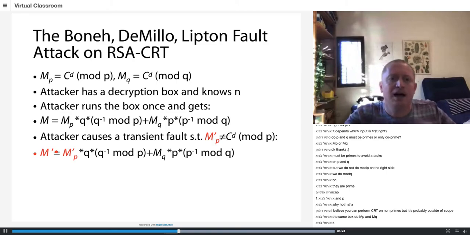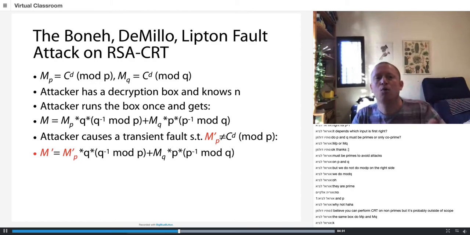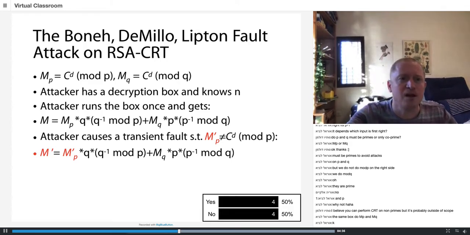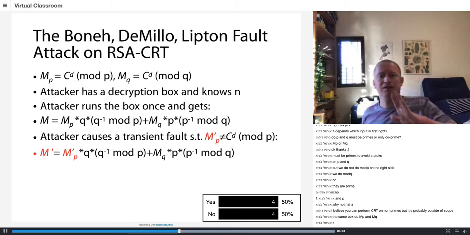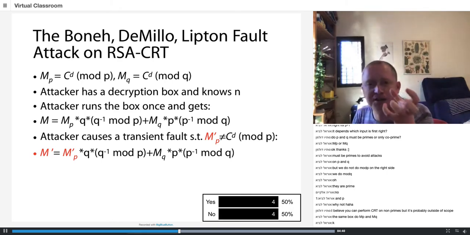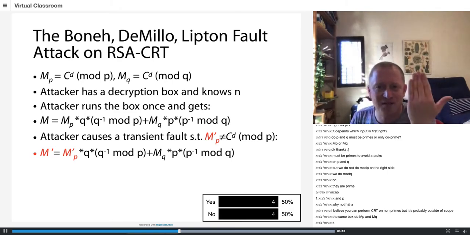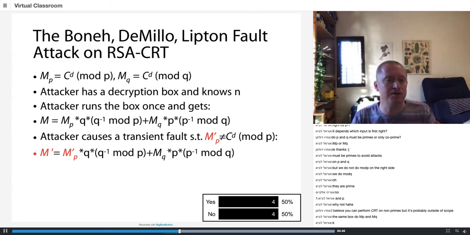So who wants me to explain again what the attacker did to get this result? Should I explain again? Okay, I'm very happy to explain it. So the attacker has a box which gets a ciphertext C and returns the message M. This is what the box does.